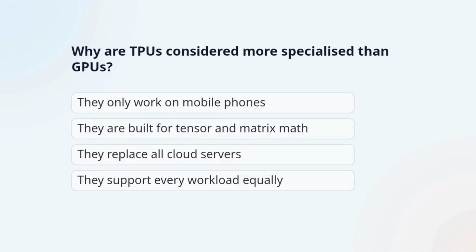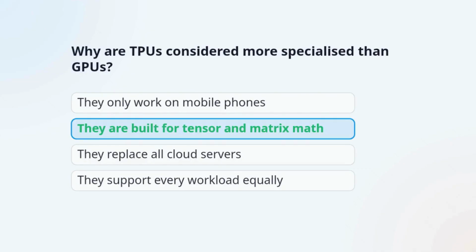Question 2. Why are TPUs considered more specialized than GPUs? The correct answer is they are built for tensor and matrix math. TPUs are purpose-built AI accelerators, mainly optimized for the tensor operations used in neural networks.